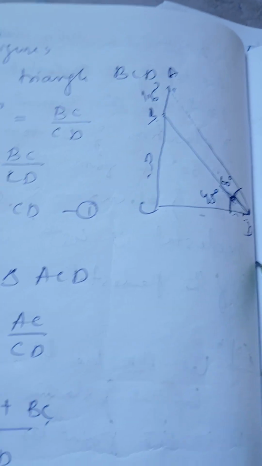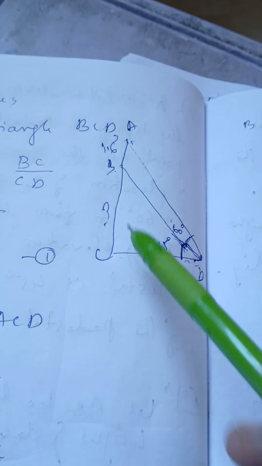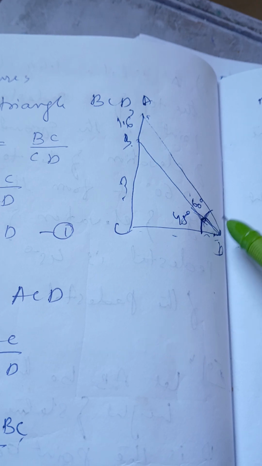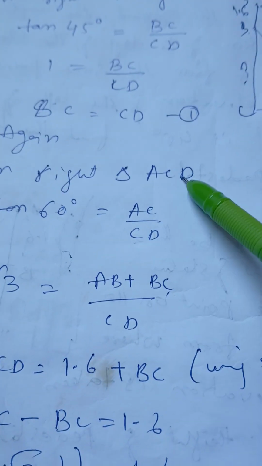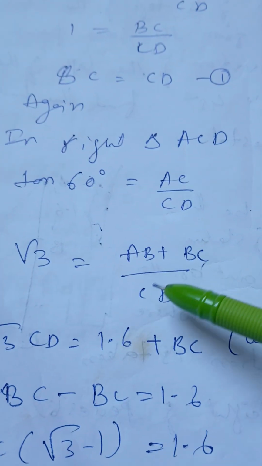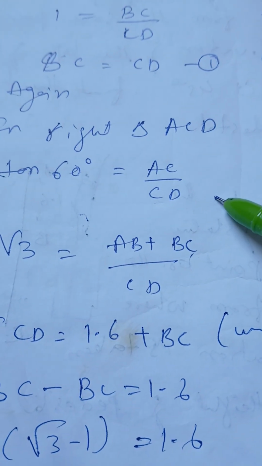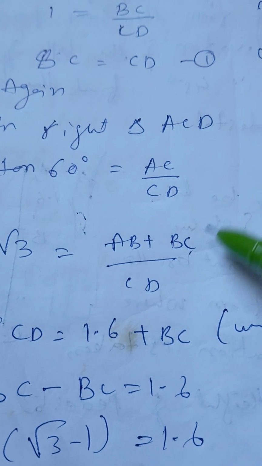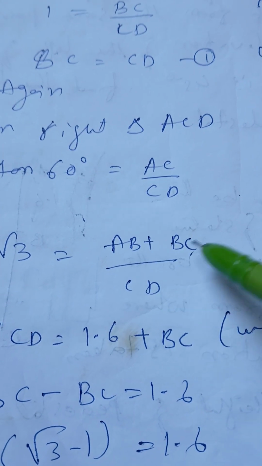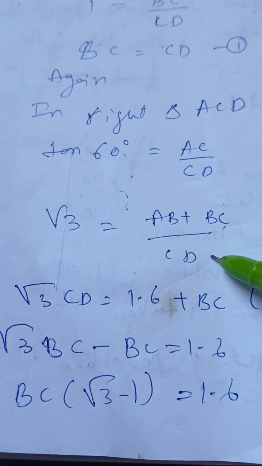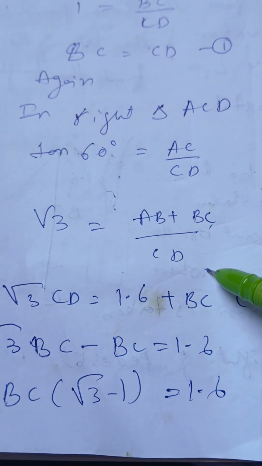Again, in the right triangle ACD, we can take tan 60. So tan 60 is equal to AC by CD. So tan 60 is root 3. Root 3 is equal to AC by CD. AC is what? AC is AB, the height of the statue, plus BC, the height of the pedestal, so AB plus BC divided by CD. So we know from equation 1 that CD is equal to BC.